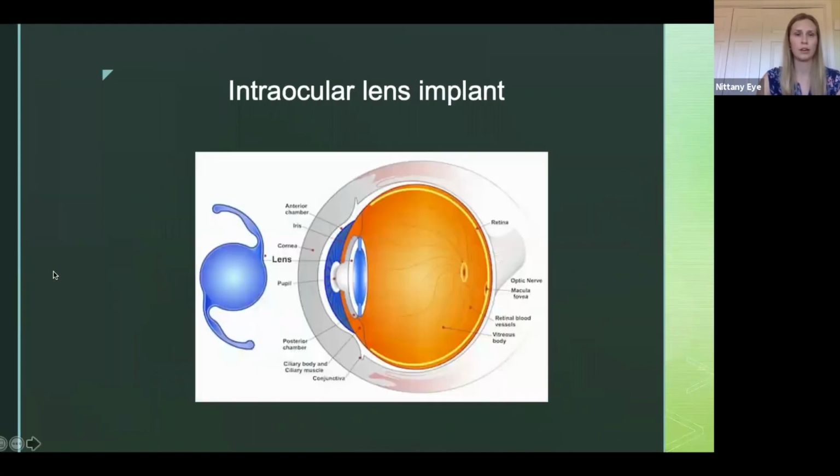So here's a little diagram kind of showing what we're talking about. This is an intraocular lens that the surgeon will put in your eye. It's basically a piece of plastic or silicone, and it has these little arms called haptics that kind of help hold it in place. So this lens is put in the same spot as I showed you the intraocular lens was before.